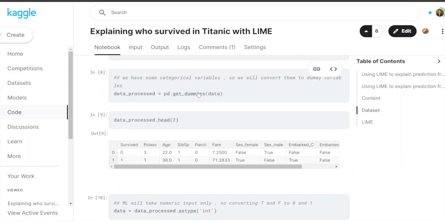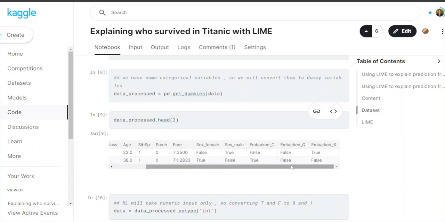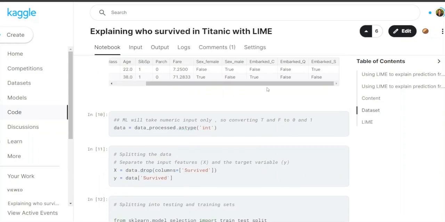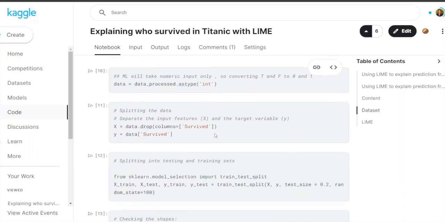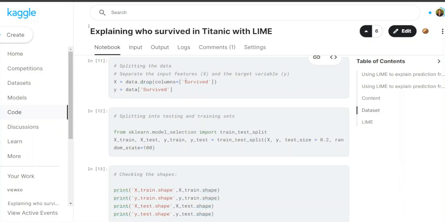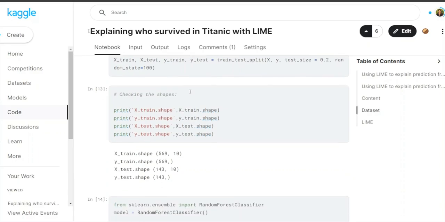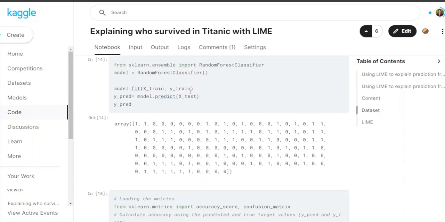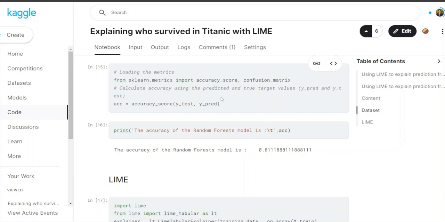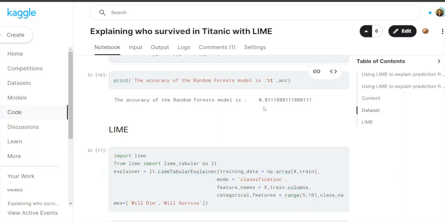Then for the machine learning algorithm, I've used get dummies just to ensure that all the categorical variables have a binary unit. You can see when I convert them into the get dummies format, it is actually true and false, so I've converted them to an integer format of 0 and 1. In this code, I am separating the dependent and independent columns. My dependent column is Survived, and all the remaining columns are independent. And here I'm using train test split to split the data. Here I'm checking the shape, using the random forest and then looking at the accuracy. So, okay, now my accuracy is 81%.